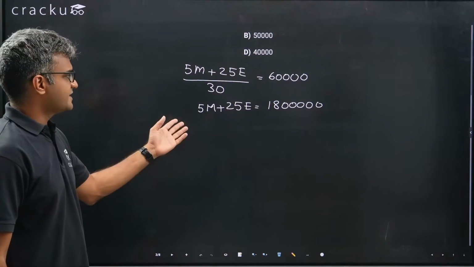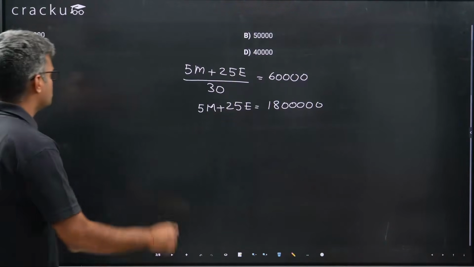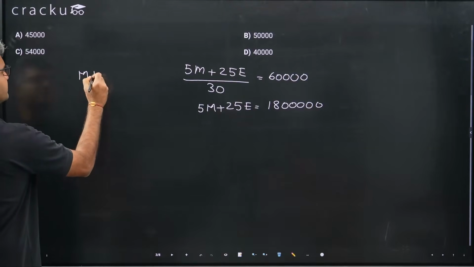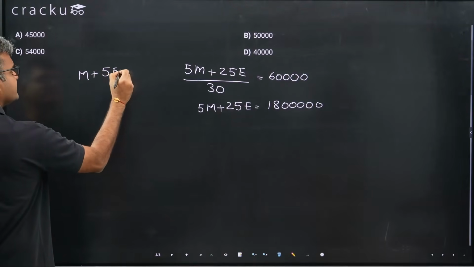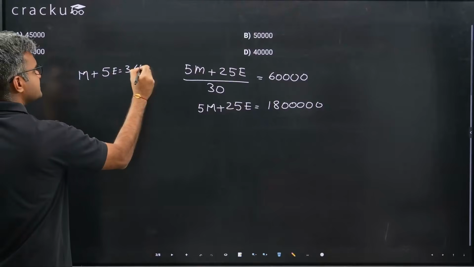This seems very big. We can divide the entire equation with 5. So M plus 5E, we are just dividing this equation with 5, is equal to 3,60,000.